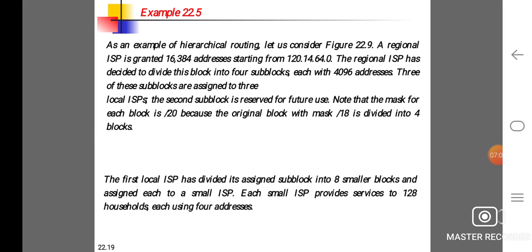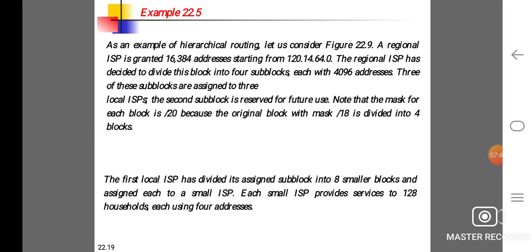Next example. As an example of hierarchical routing, let us consider figure 22.9. A regional ISP is granted 16,384 addresses starting from 120.14.64.0. The regional ISP has decided to divide this block into 4 sub-blocks, each with 4,096 addresses. Three of these sub-blocks are assigned to 3 local ISPs. The second sub-block is reserved for further use.